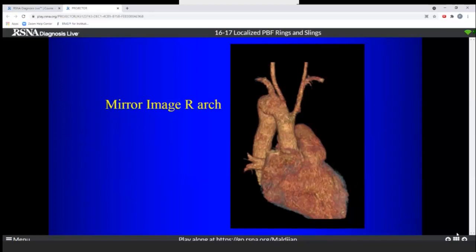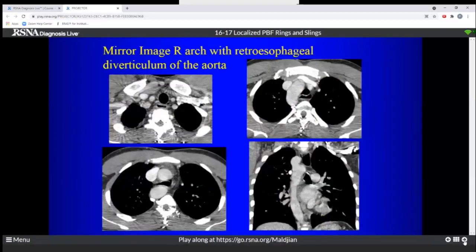So how do we explain this? Why do we have a mirror image arch with no congenital heart disease in this case? Another clue in this case is that there is this small diverticulum here. There's this retroesophageal diverticulum telling us where the ligamentum arteriosum is, right? So that's the ligamentum arteriosum coming off attached to that small diverticulum.